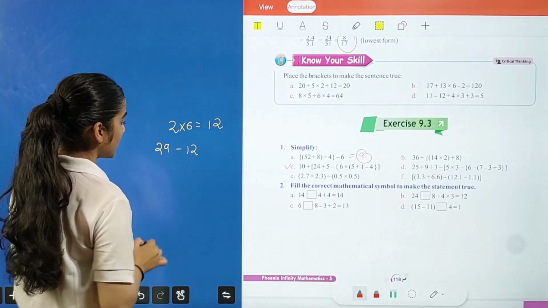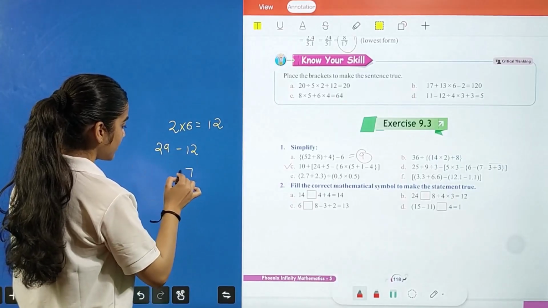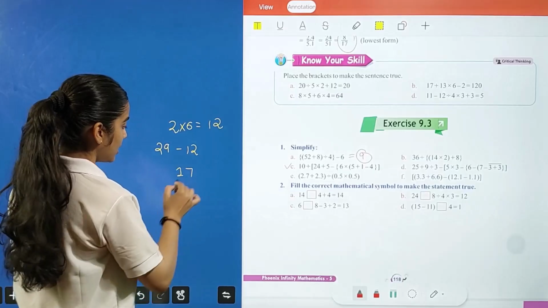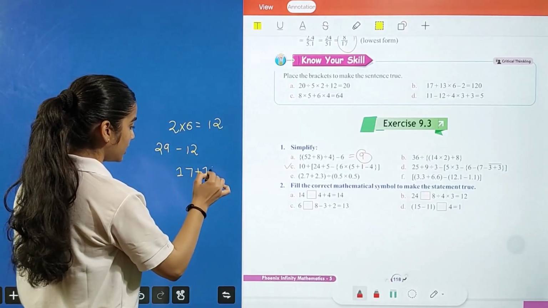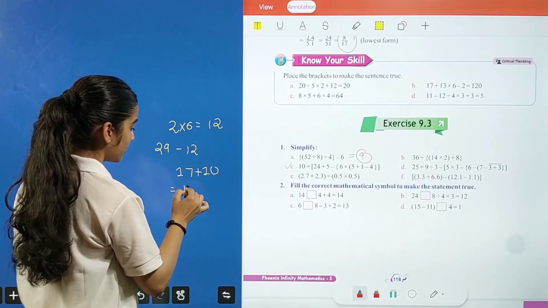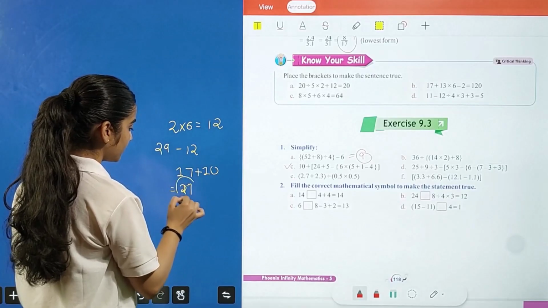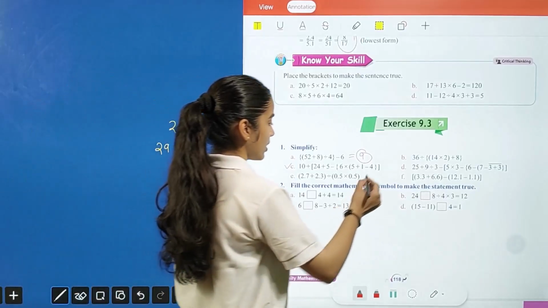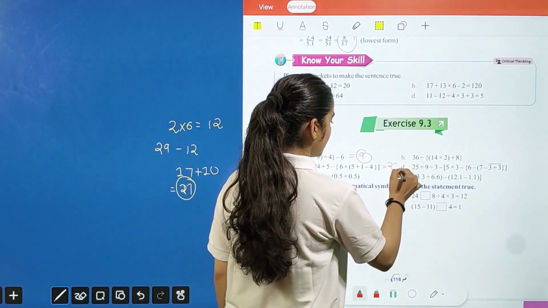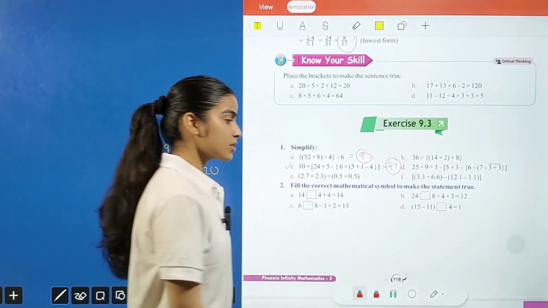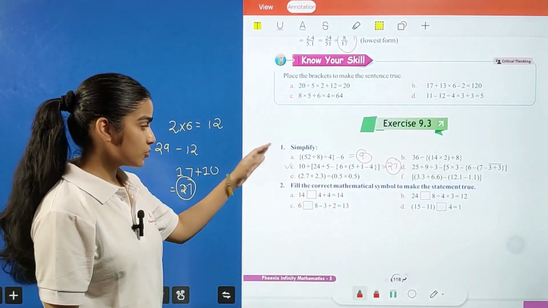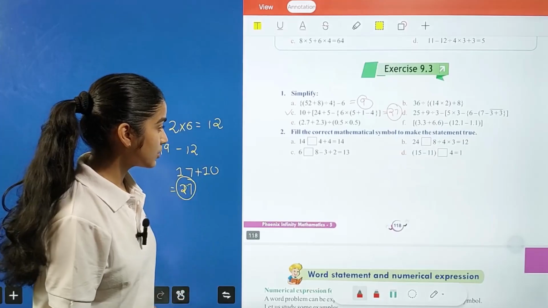So 29 minus 12 is 17. Now we have to add 10 into this. So we will get 27. Okay, so here we have our answer 27. So the same process we have to repeat for the rest of the parts you have in question number 1. Now move forward to question number 2.